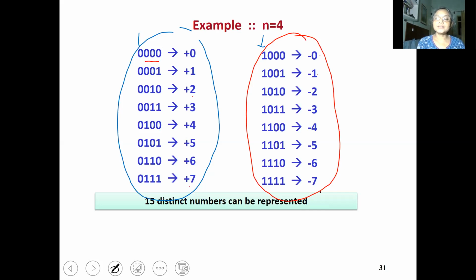So what do you notice? There are 2 representations of 0, plus 0 and minus 0. Of course, plus 0 and minus 0 are equivalent. So 15 distinct numbers can be represented: 7 positive numbers, 7 negative numbers, and 0.